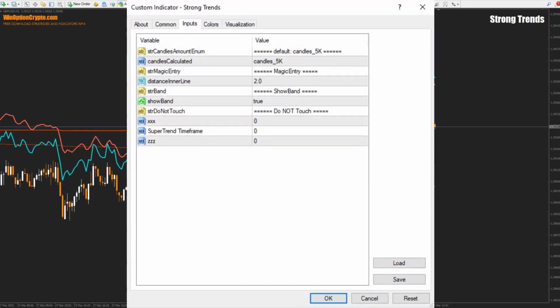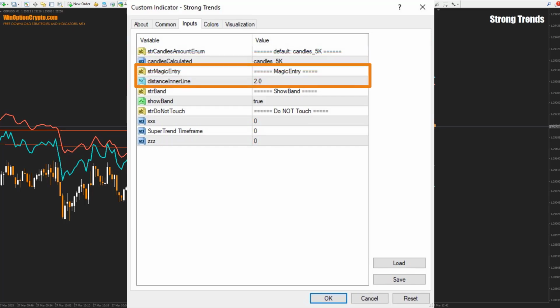Strong Trends has few settings, only 4 main blocks, and one of them is very interesting. But first things first. The first block of settings is Candles Amount enum. In it, the variable candlesCalculated is responsible for the number of candles for which the orange and blue lines of the indicator are calculated. The smaller the selected value, the lower the load on your computer will be.